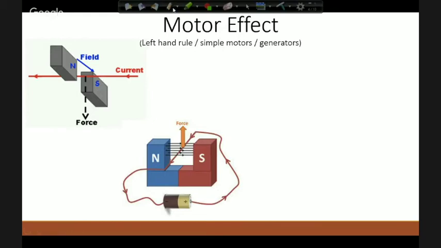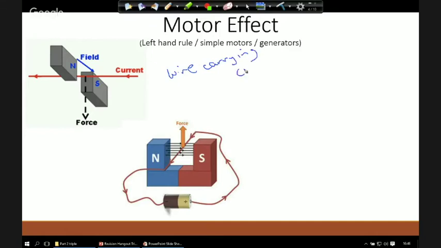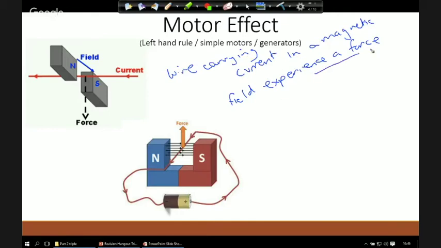So the science behind how this works is if we get the definition really clear. So a wire carrying current in a magnetic field experiences a force. That is the definition of the motor effect, that a wire which has got current going through it in a magnetic field experiences a force.